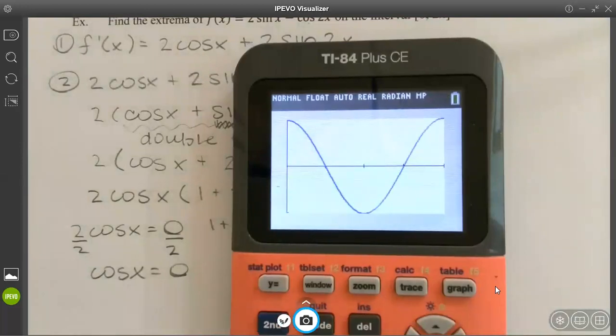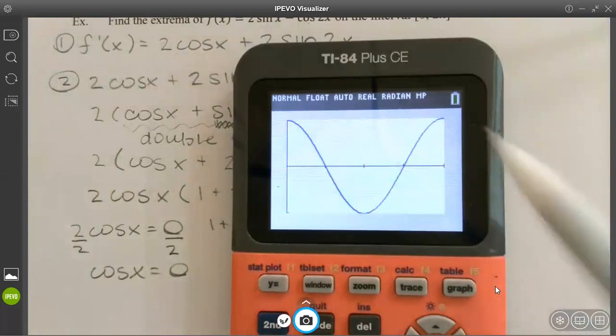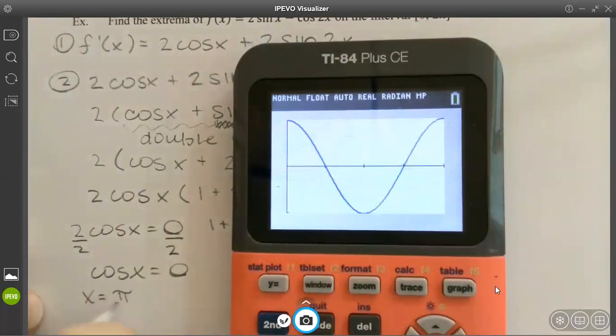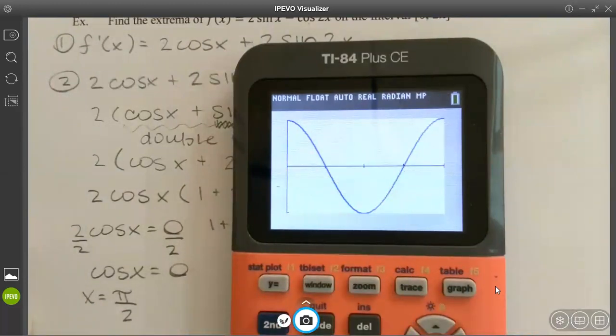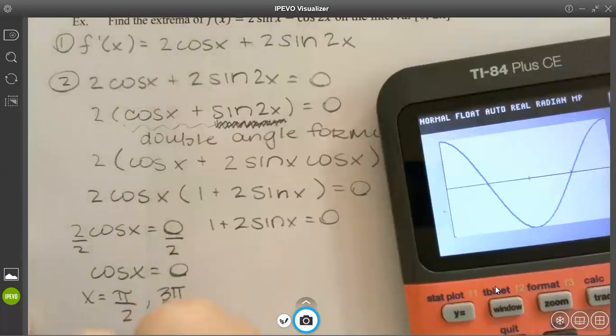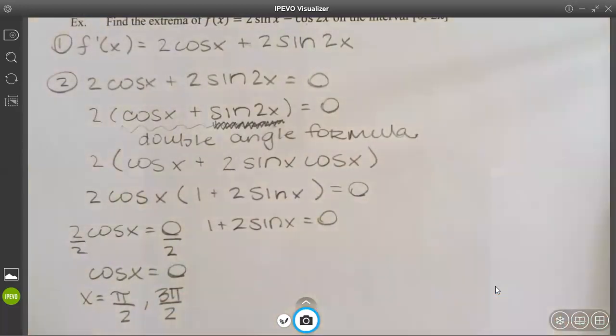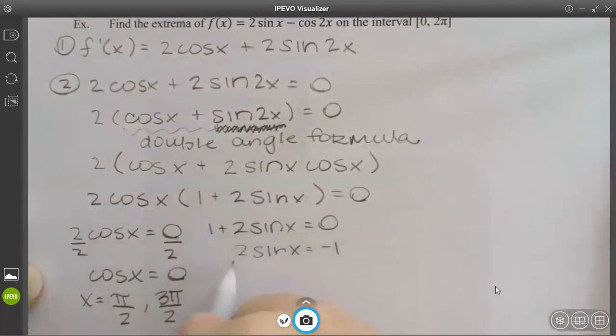So we can see our zeros, and I can see that my marks are what I told you my interval was, pi over 2. So this one is pi over 2. What's the other one? This is 1/2, 1, 1.5, or 3 pi over 2. There you go. So we already have 2 critical numbers. We're going to have more because we have the other side. We're going to subtract 1 and divide by 2.